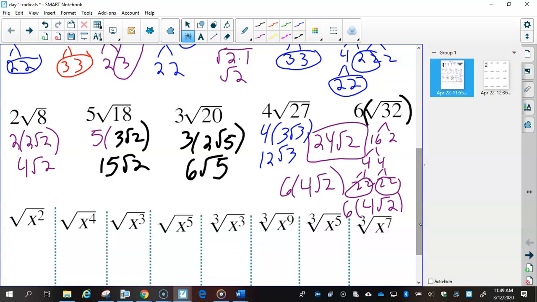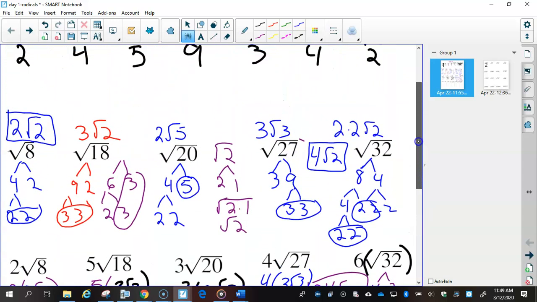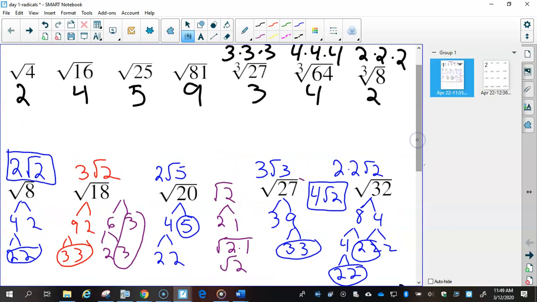Now, before we get into the variables part of this, I just want to show you another way to go about this. So if you like the factor tree, that's fine, continue to do it. And then if you like this other method, you can do that. So it'll be your choice.